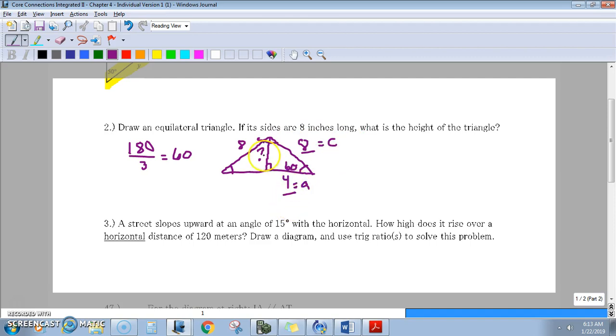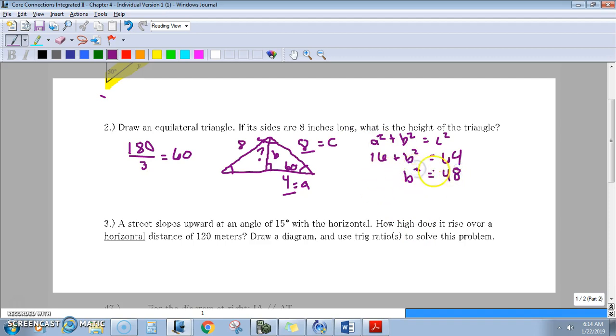I'll call 4 A, and I don't know what B is. So I have A squared plus B squared equals C squared. So 4 squared, A is 4. I don't know what B is, so I keep that B squared. C is 8, so 8 squared. 4 squared is actually 16, and 8 squared is actually 64. So 16, 64. Subtract 16 from both sides, and you get B squared is equal to 48.